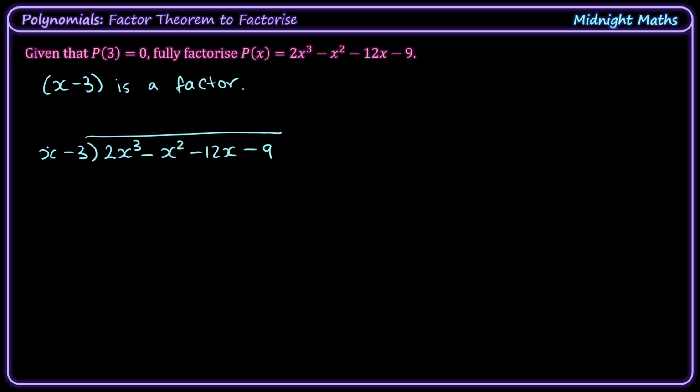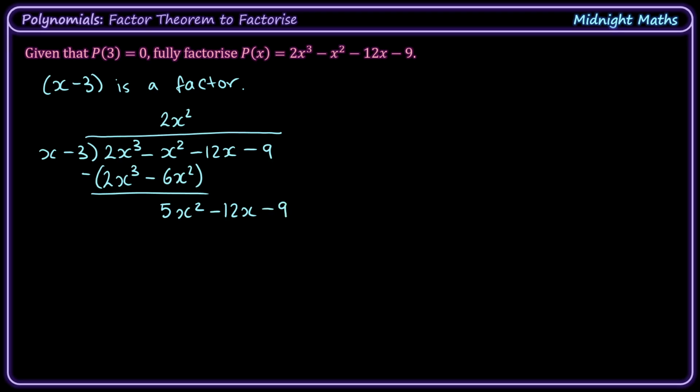Now, what is x multiplied by to give 2x cubed? x has to be multiplied by 2x squared to get 2x cubed. Now I'm multiplying that onto the divisor. 2x squared times x is equal to 2x cubed. 2x squared times negative 3 is equal to minus 6x squared. Subtracting that, we end up with these cancelling, and then we have negative x squared minus negative 6x squared, so negative x squared plus 6x squared. That's equal to 5x squared, and I'll bring down the rest.